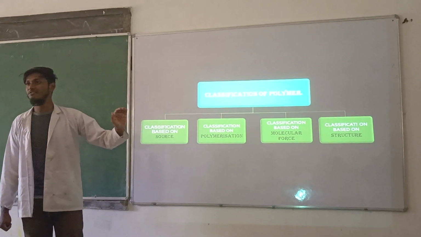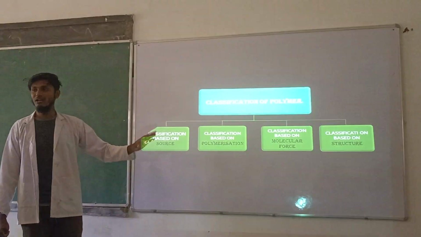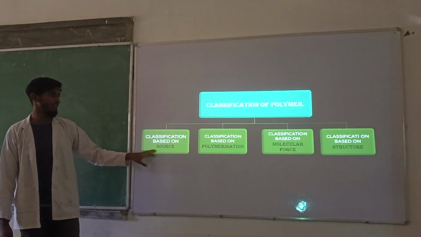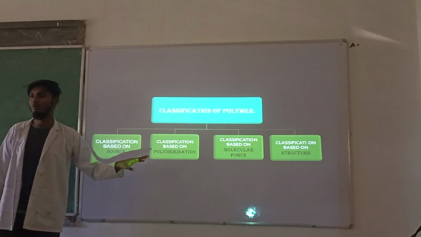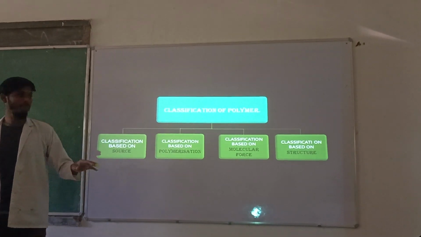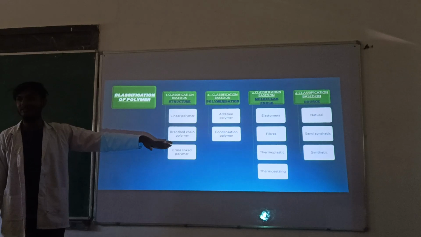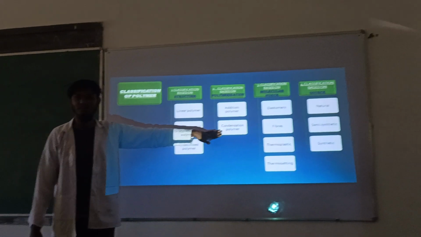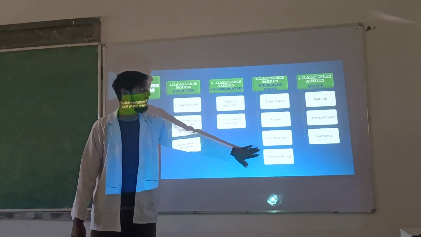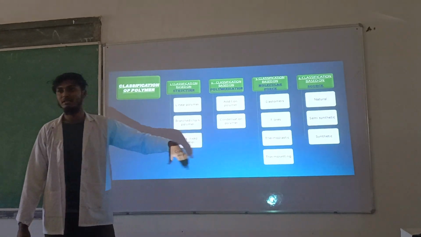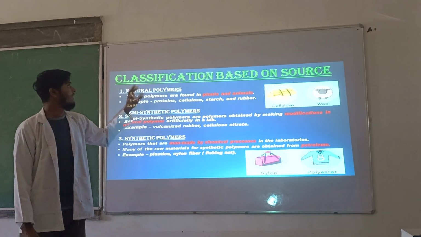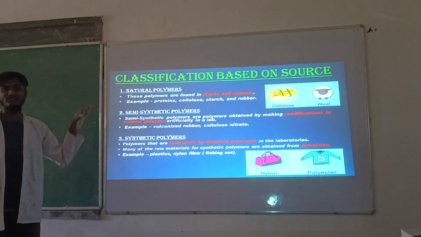Now let's discuss the classification of polymers. There are four classifications: first is source, second is polymerization, third is molecular force, and fourth is structure. Structure is classified in three ways, polymerization in two ways, molecular force in four types, and source in three types. Let's discuss this briefly.